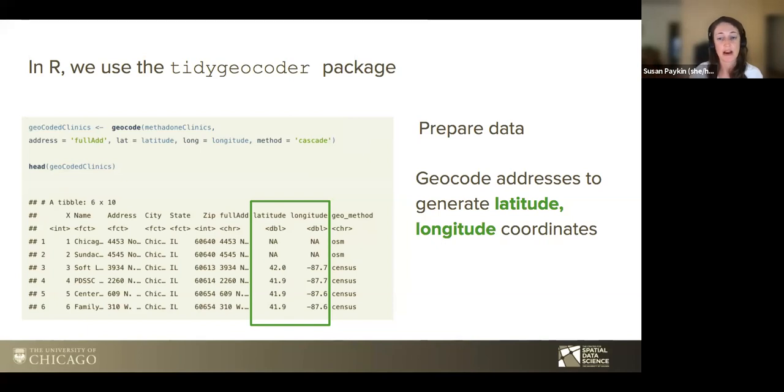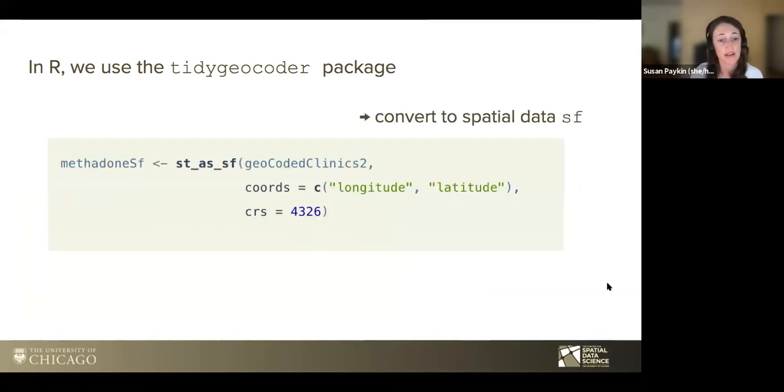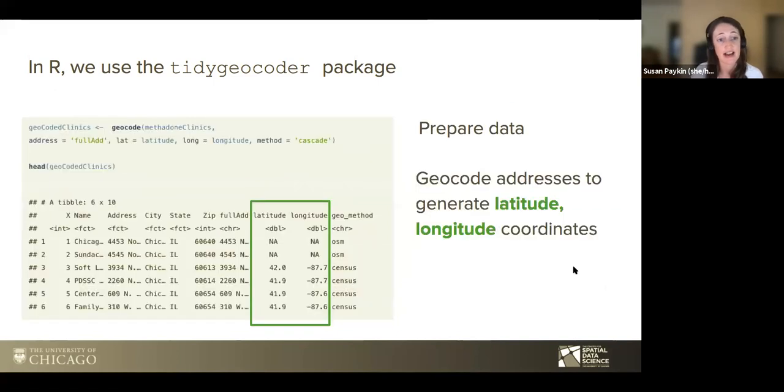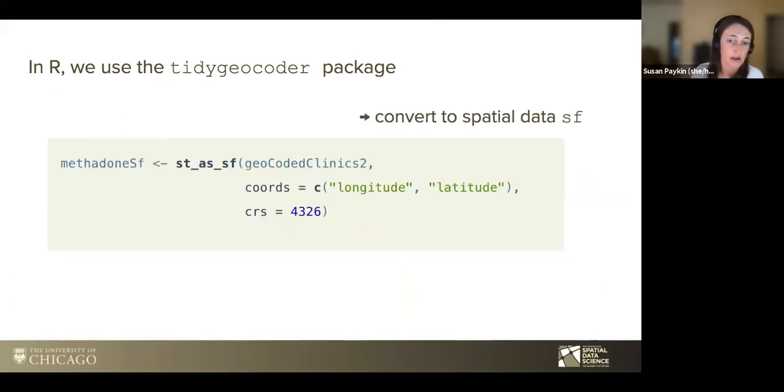Then we'll use the geocode function here in dark blue to geocode the addresses and generate the latitude and longitude coordinates for our specific CRS, and that methadone clinics data set has already been projected into a CRS. We'll see that in the tutorial. And then using that geocoded clinics data set, we'll be transforming or converting that to a spatially enabled data set, which we'll call methadone SF.